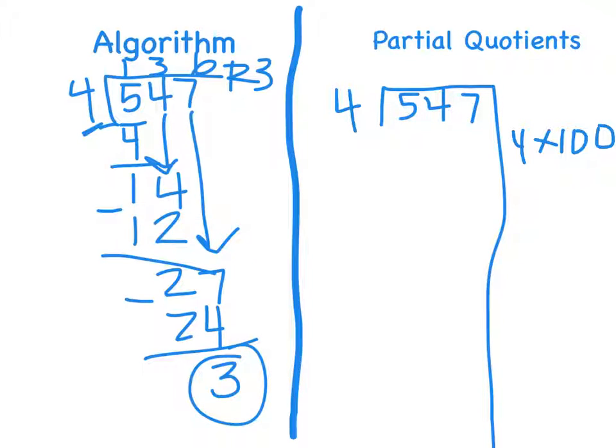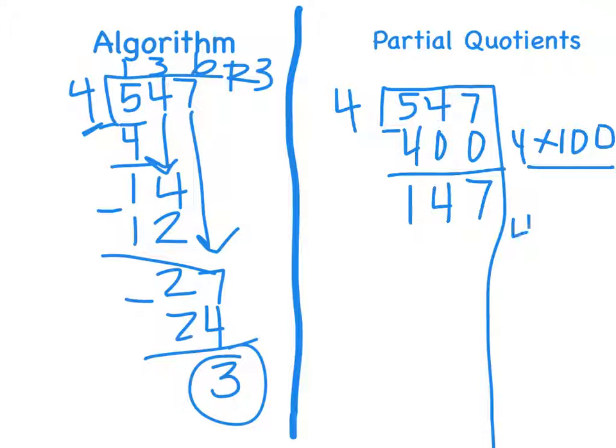Partial quotients should be easy enough for you, and you should be using facts that are easy for you so that you don't have to really do much work off to the side. You should be able to do these facts mentally. That's kind of the goal. So 4 times 100 is 400. And when I subtract that, I have 147 left.